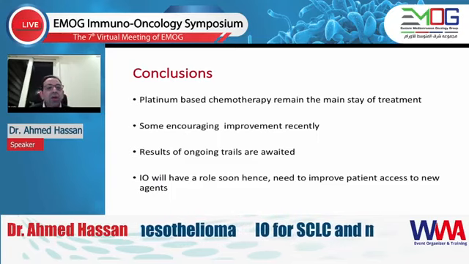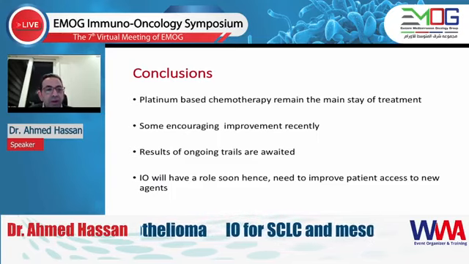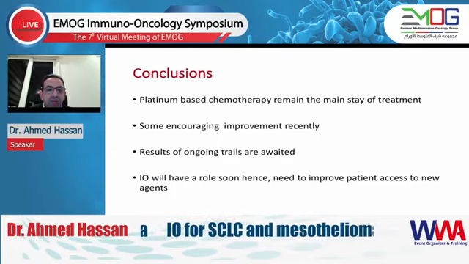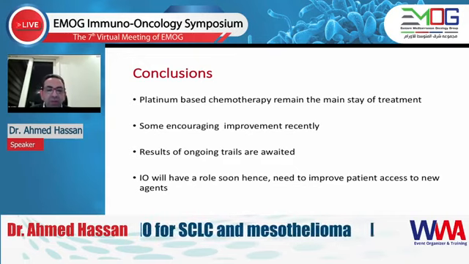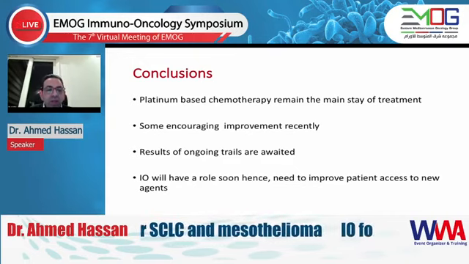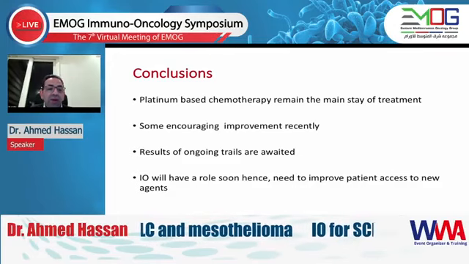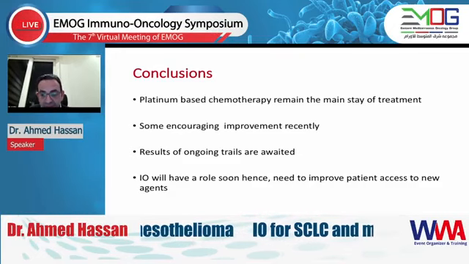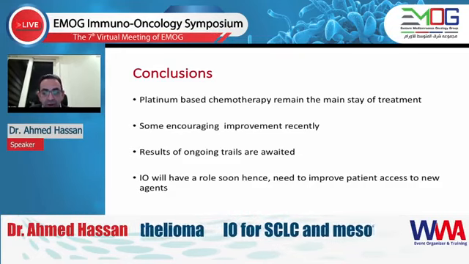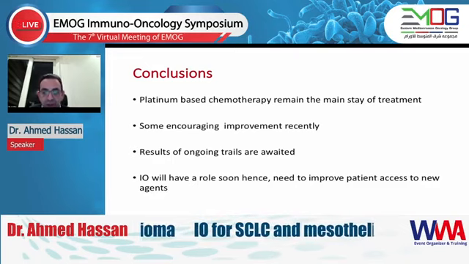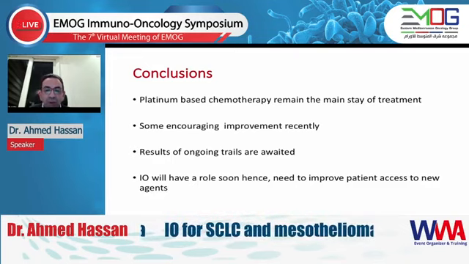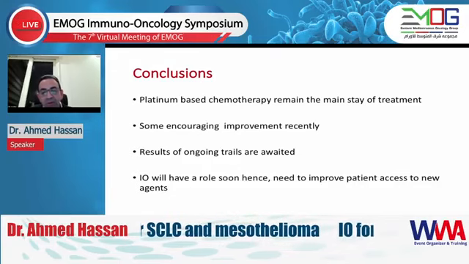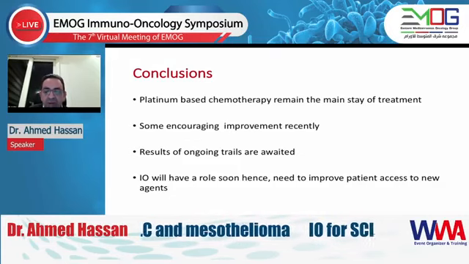So my conclusions for the mesothelioma part are that platinum-based chemotherapy remains the mainstay of treatment. There are some encouraging results from the small phase 2 studies. We will still await the final results of these studies. And more importantly, and this applies not only to my talk but to all of the talks in the EMOG event, hopefully we will have better access for our patients to these very effective agents throughout multiple tumor subsites. Thank you very much for listening.